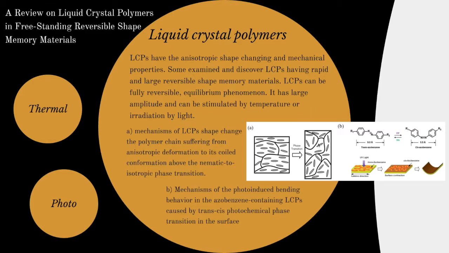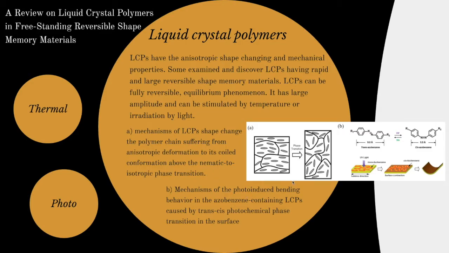So if you see here, A is the phase transition from left to right. It will change the shape of the polymer chain, from the anisotropic deformation to its coiled conformation above the nematic to isotropic phase transition. The terms are not really important for now, but at least you know that you can have a phase transition between these.